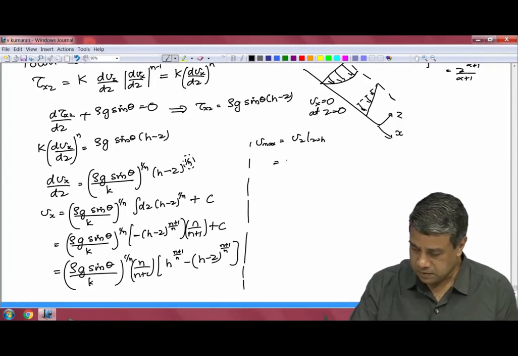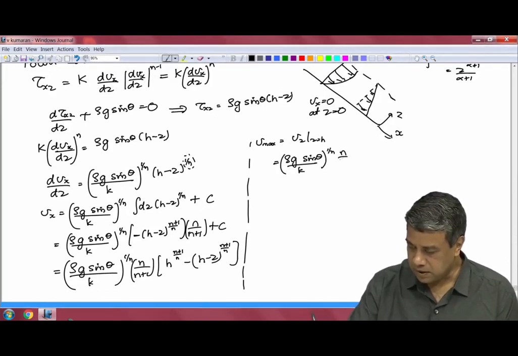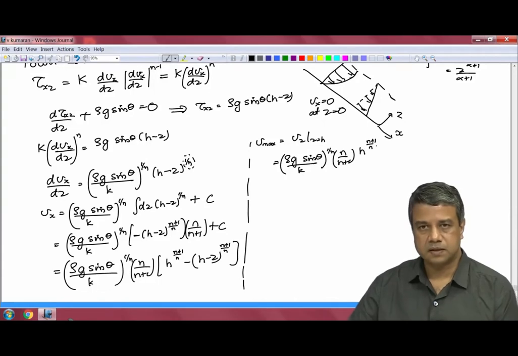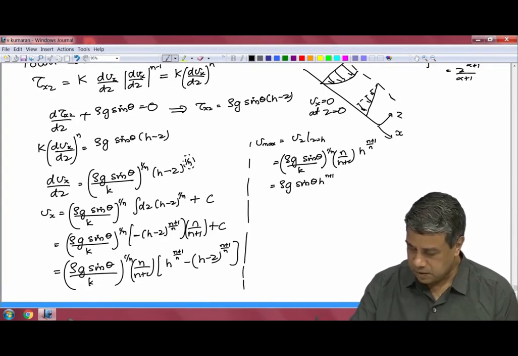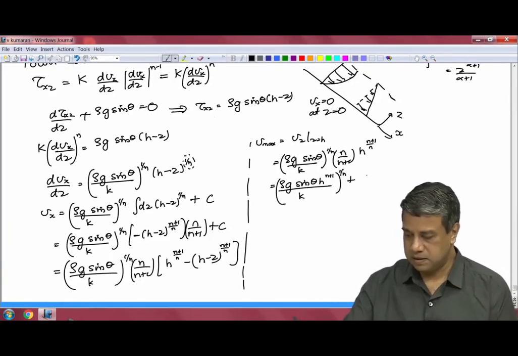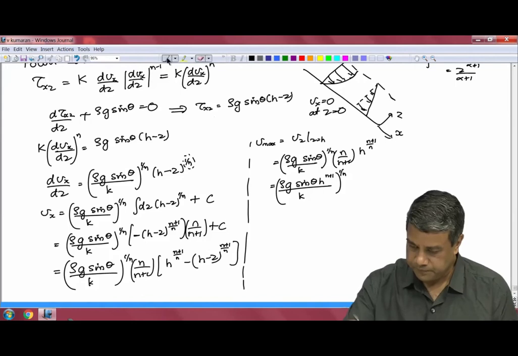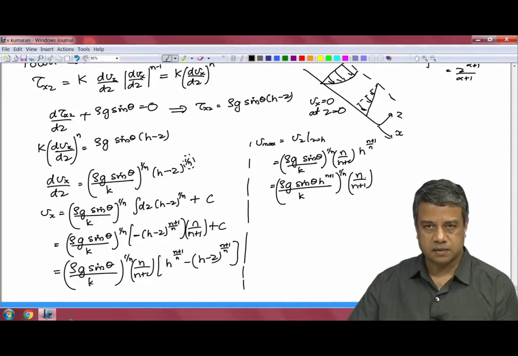So, this is going to be equal to (rho g sin theta by k) to the power 1 by n, into n by n plus 1, into h to the power (n plus 1) by n. So, it is equal to (rho g sin theta h to the power n plus 1 by k) whole power 1 by n, multiplied by n by n plus 1. So, that is the maximum velocity.